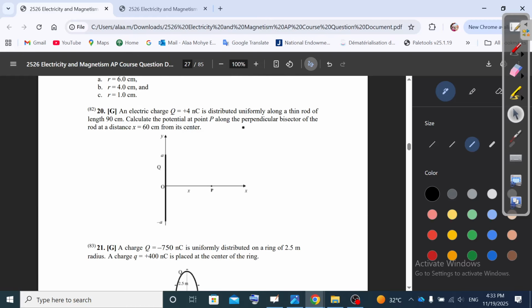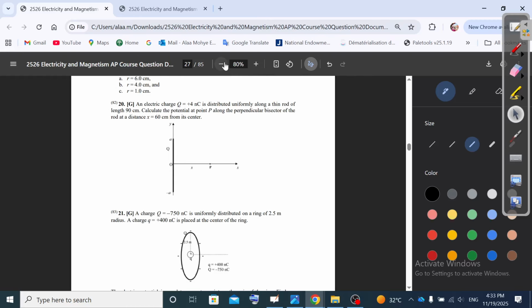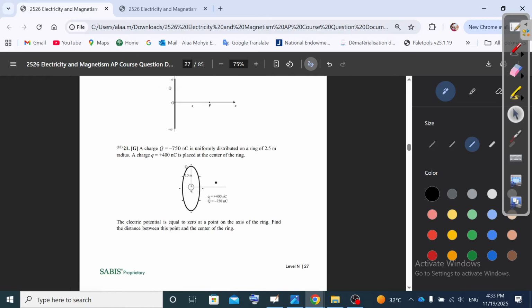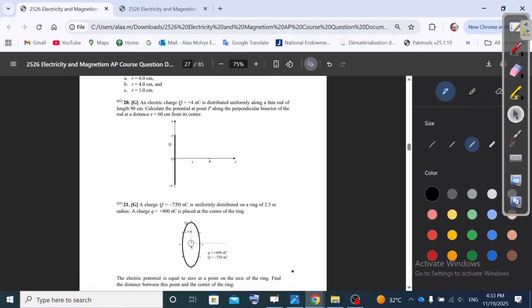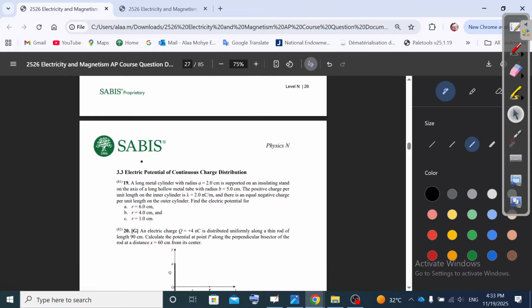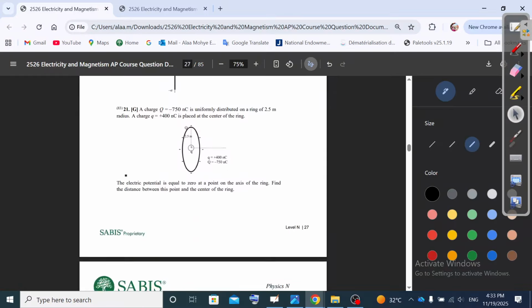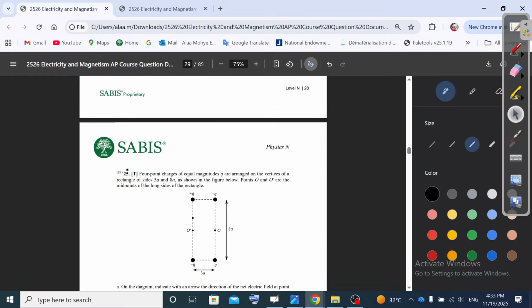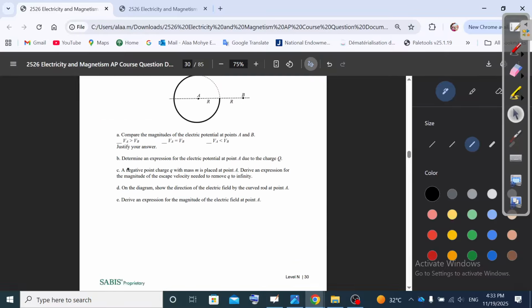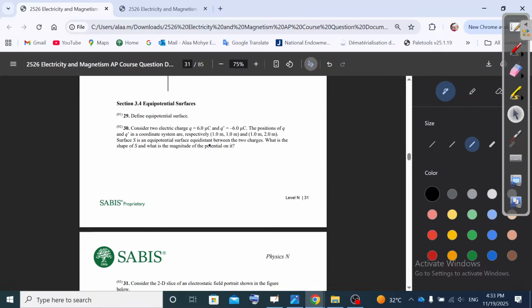I doubt these two will come, just very small. If you have time you can do them, but it's also 3.3, so it's not going to come. 3.3 is not included. Got 3.4.